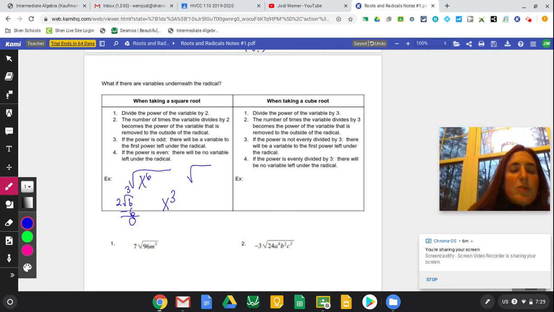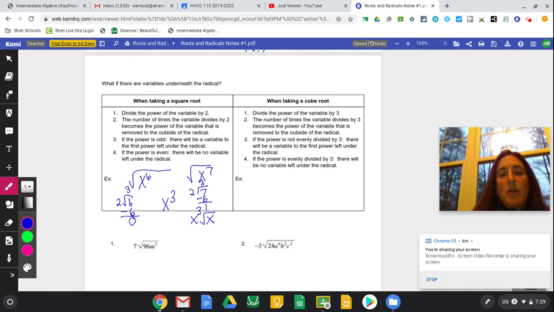What if it was square root of x to the 7th, though? 2 doesn't divide into 7 evenly. It goes in 3 times, but there's a remainder of 1 left over. Well, that's okay. That means that x to the 3rd comes to the outside, but that remaining x stays underneath. Whenever there's an odd power, there'll be one variable left underneath there.